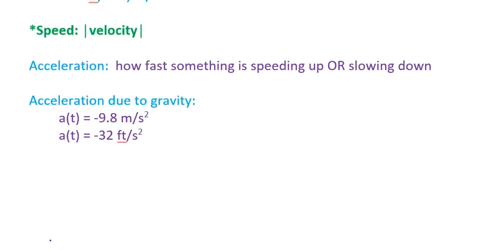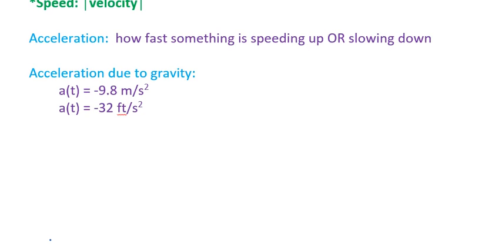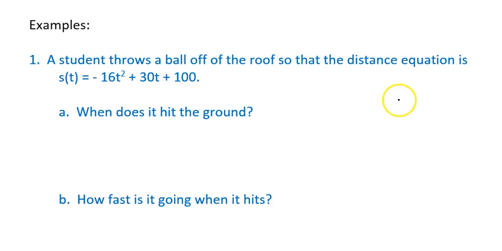Okay, again, our acceleration due to gravities are constantly changing velocities by 9.8 meters per second squared or 32 feet per second squared. Those will be a constant thing if an object is in free fall. Okay, so let's get to some examples.